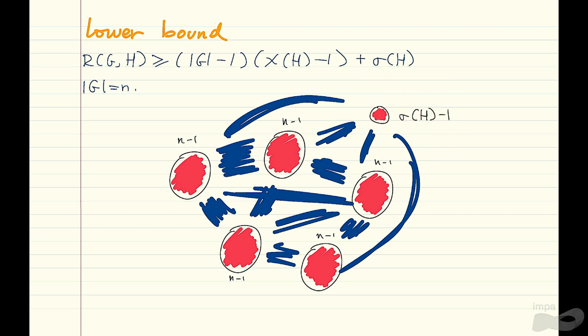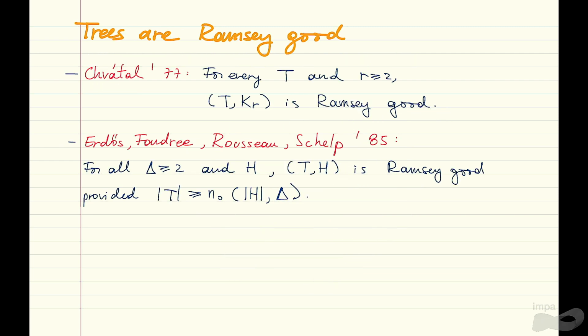And this contradicts the definition of sigma. So this is a very natural lower bound. And Burr and Erdős were interested in trying to find or classify all the pairs G and H which are Ramsey good. So in this talk, I'm just going to talk about trees.